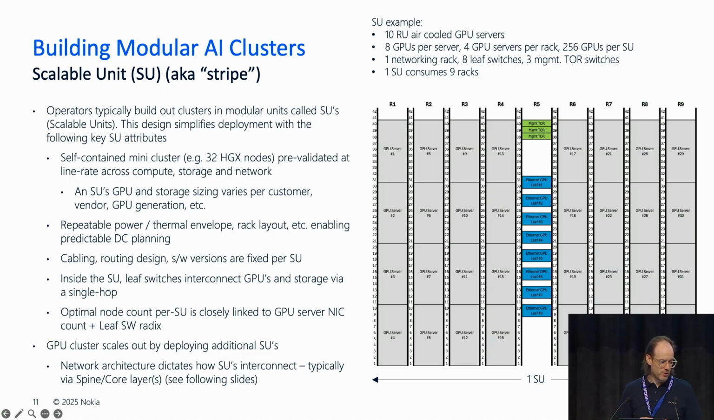From a networking point of view, this is about having a repeatable cabling and routing design. Software versions will all be fixed per SU. And one of the things you'll also see is that there's an optimal node count per scalable unit, and this is linked to the GPU server's NIC count and the leaf switch radix. As you want to scale out your cluster from there, you'll lay out additional SUs, and then it's really about the network architecture that enables you to do this, and there are different options for how you might scale that out.